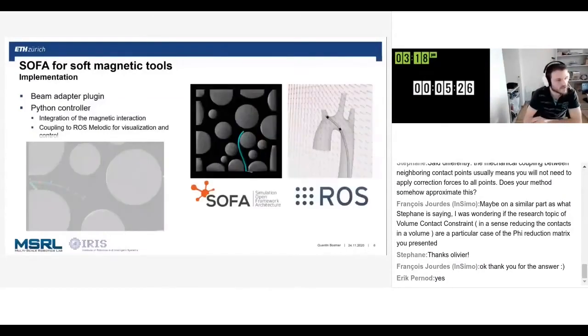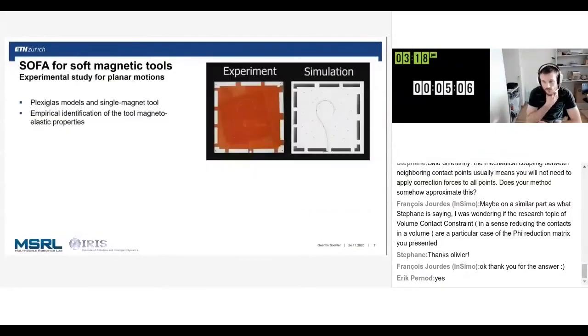You can see some further implementation here in SOFA and a picture of the visualization that we did using ROS as well, with the magnetic field always depicted with the red arrows. The very first thing we did to check our implementation was to simulate the behavior of a tool in 2D in a geometry with obstacles, just rigid pins that you can see here in the pictures.